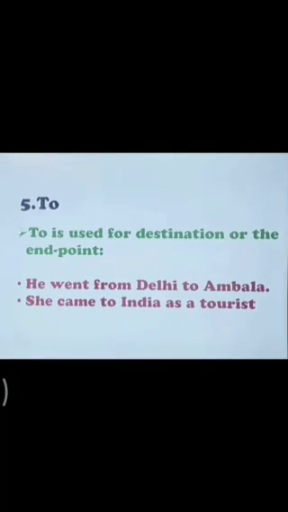Then we have to. To is used for destination or the end point. He went from Delhi to Ambala. Now it is telling the destination, from where a person has started and the end point also. She came to India as a tourist.